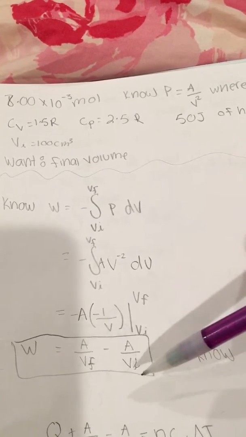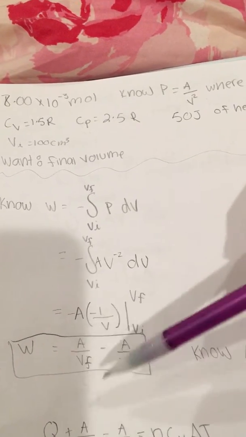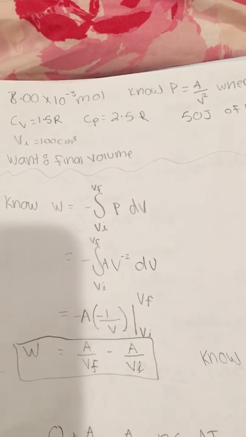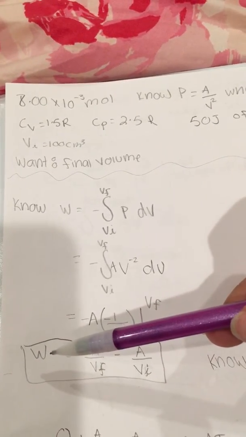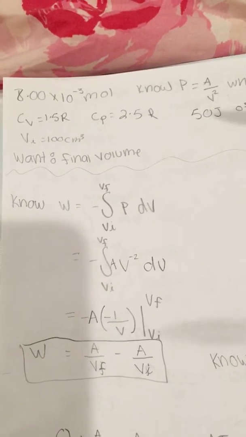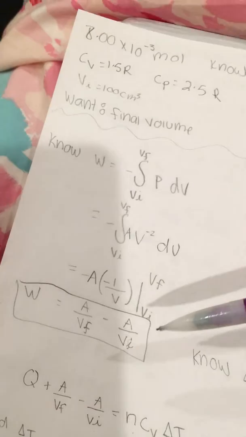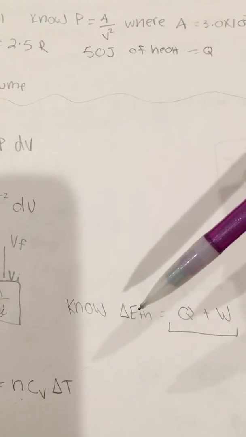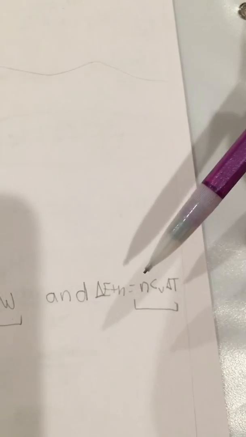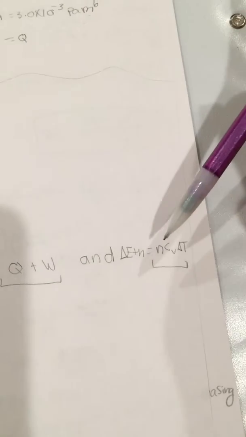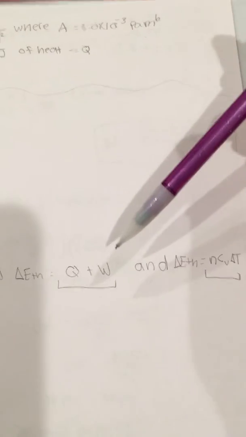Now we know what the initial volume is, we know what A is, we just want to find the final volume. So we're trying to find a way that we can solve for work or something else that will give us what the work would be. We know that the change in E thermal is Q plus W. We know Q is 50 joules of heat. We're given this expression for W. And then we also know that delta E thermal is equal to nCv delta T. So since these are all equal to each other, we can set nCv delta T equal to Q plus W.